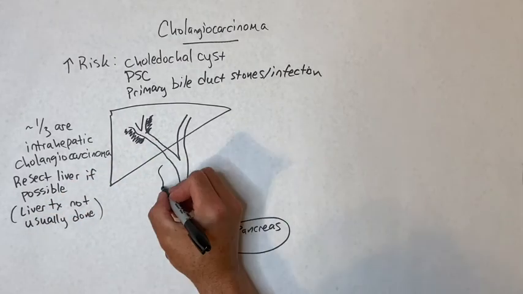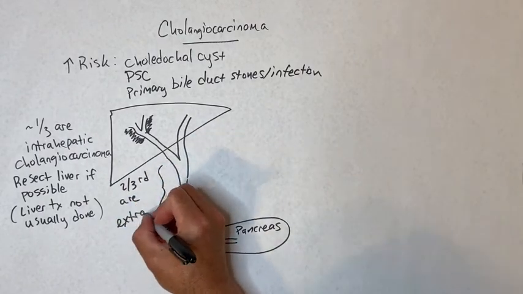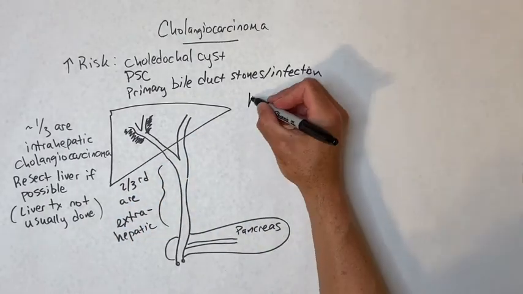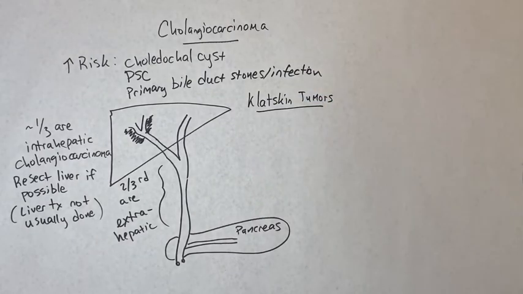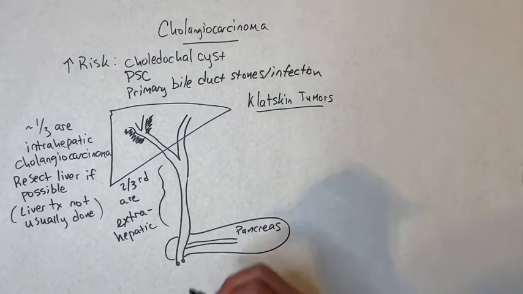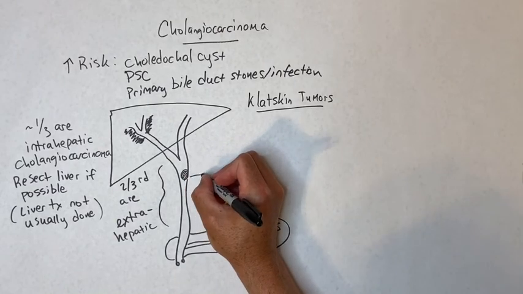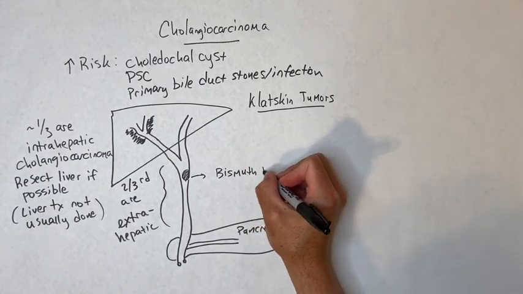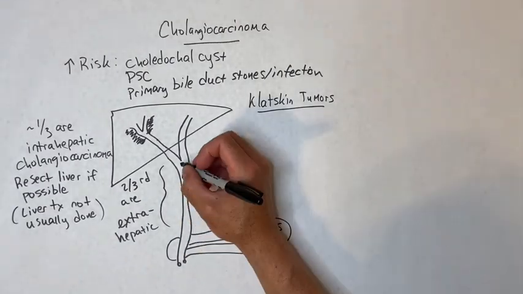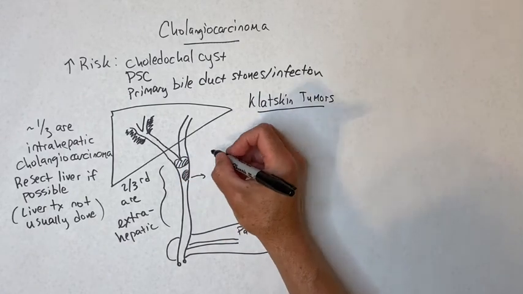2/3 of cholangiocarcinomas are in the extrahepatic bile duct. Most of these are actually in the area of the hepatic bifurcation and are commonly known as Klatskin's tumors. Klatskin tumors are classified according to the Bismuth classification. A Bismuth 1 is just below the hepatic bifurcation, and a Bismuth 2 is involving the hepatic bifurcation.